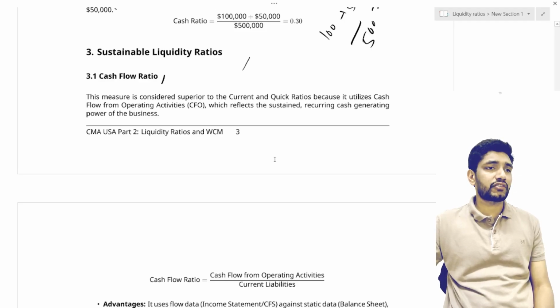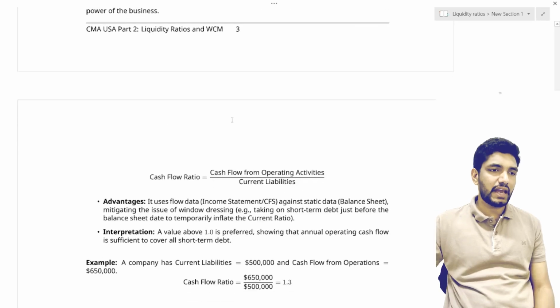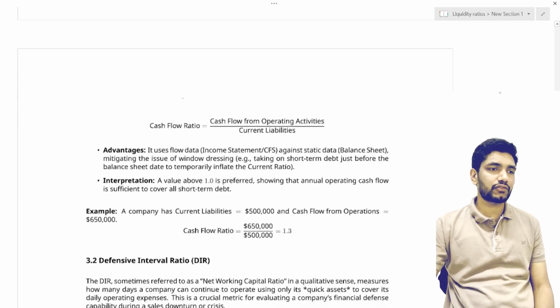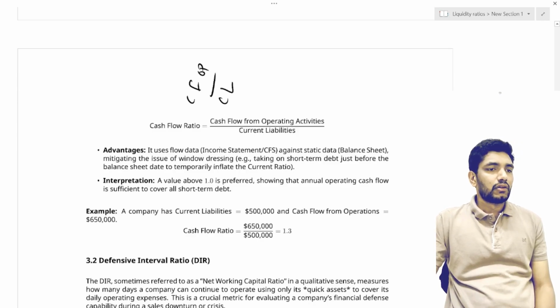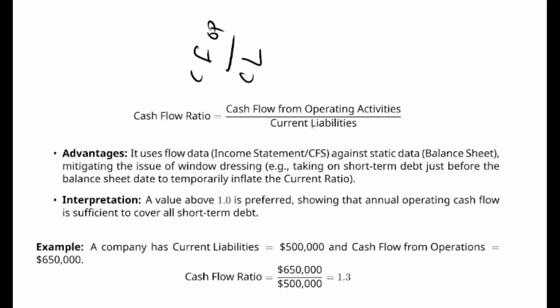So the formula for this cash flow ratio is cash flow from operating activities divided by current liabilities. So it uses flow data. That means if you are looking at current assets from the balance sheet, it is data at a point in time. If you are taking cash flow from the income statement or the statement of cash flow, it is flow data. It is data for a period of time.